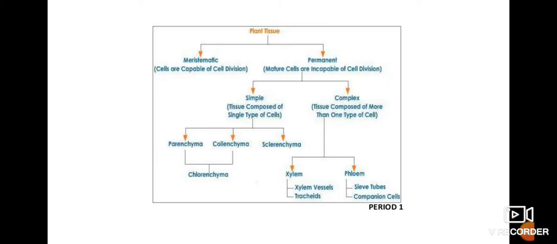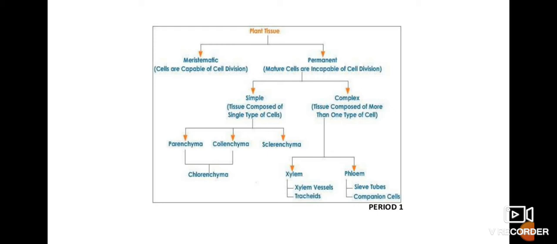Now, as we come to plant tissues, remember, plant tissues are initially divided based upon their capacity to divide. Based upon that, the tissues are divided into meristematic tissues and permanent tissues. Meristematic tissues, based upon their location, are divided into three parts: apical meristem, intercalary meristem, and lateral meristem.